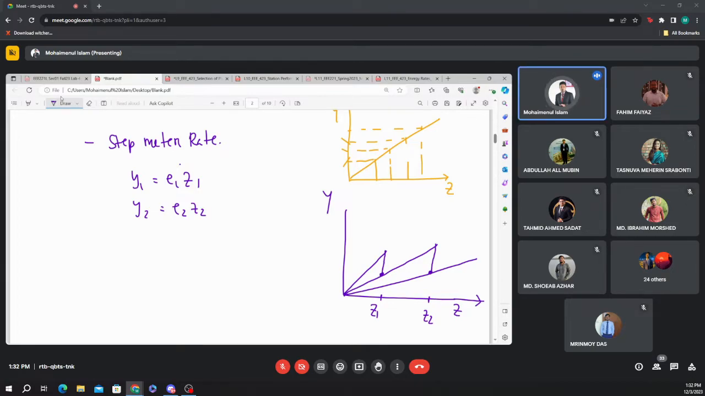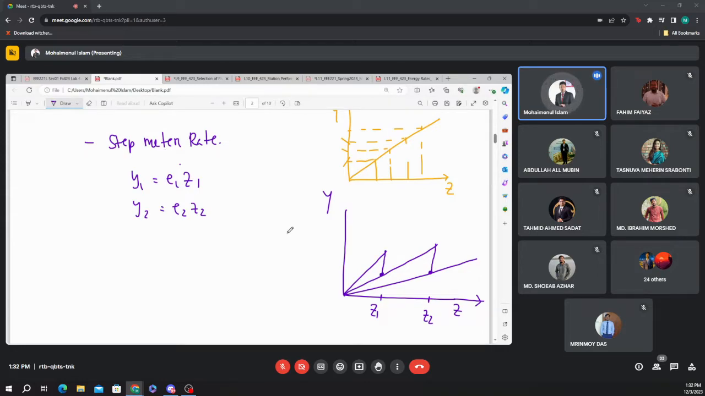So the concept is you need to separate your load consumers. Someone who consumes a high amount of load should pay one type of price, and a low consumer should pay a different type of price. That concept is called step meter.